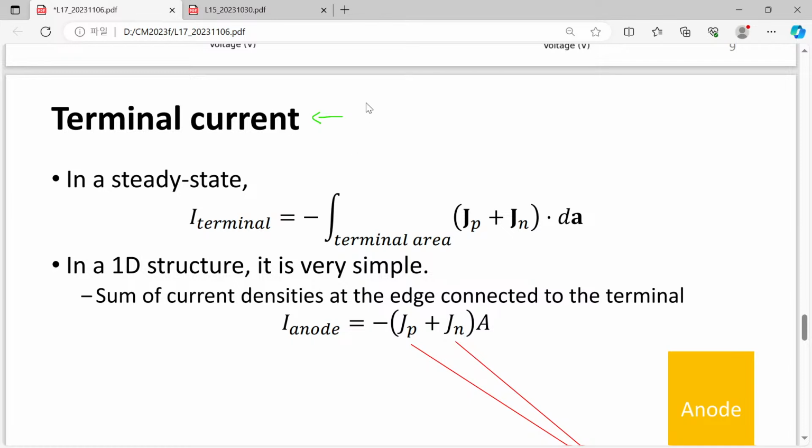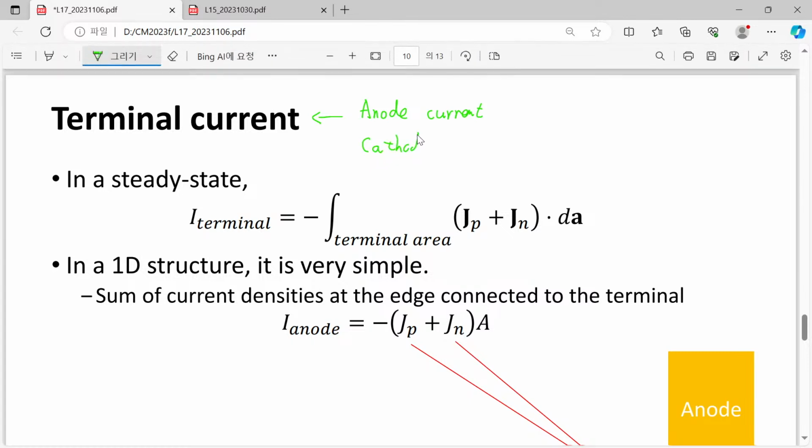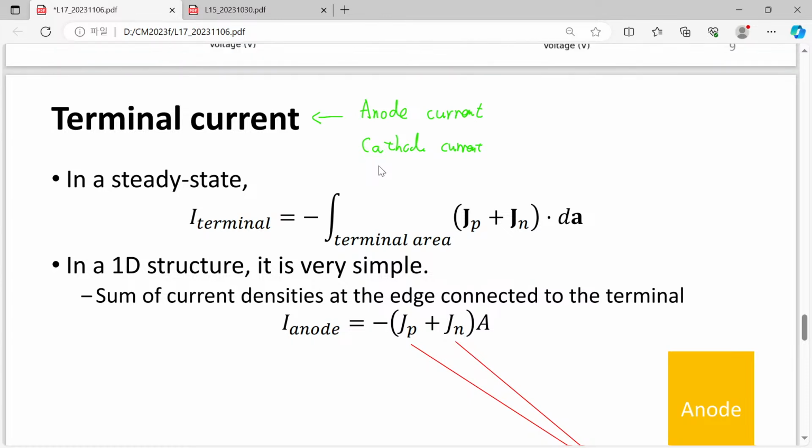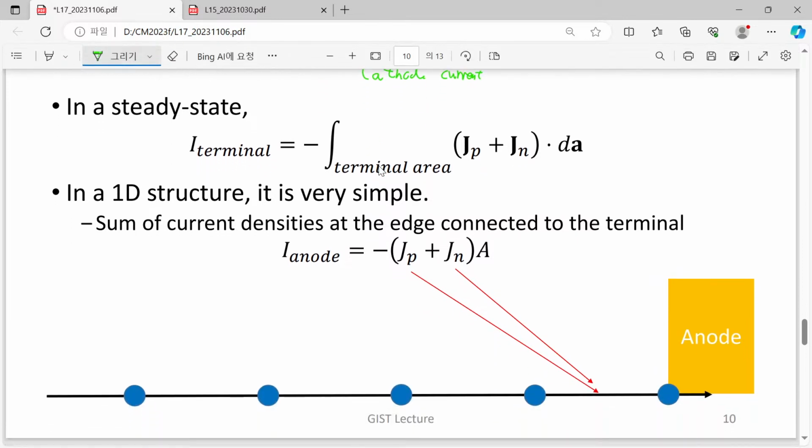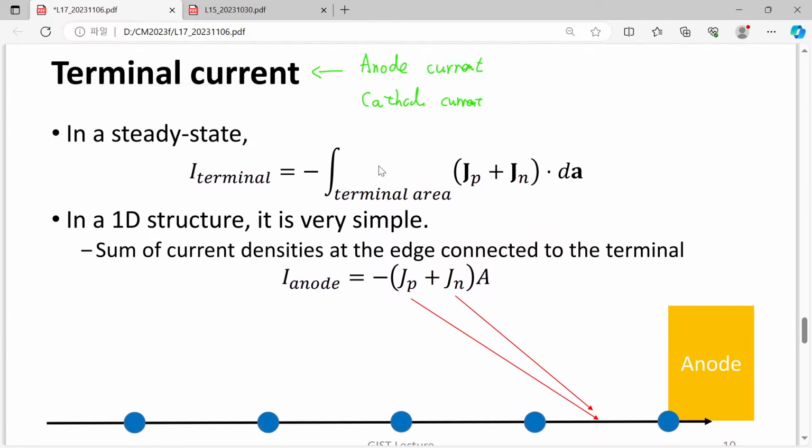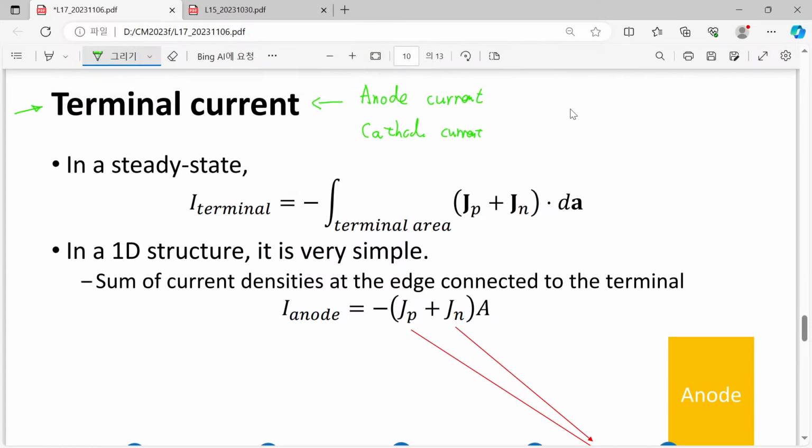Terminal current can of course be twofold. The first one is anode current. At the same time, you can consider cathode current. How can you calculate this anode current and cathode current? Let me consider just the anode current, and you can consider cathode current in quite a similar way. In order to understand this terminal current, first of all, we have to consider this one.